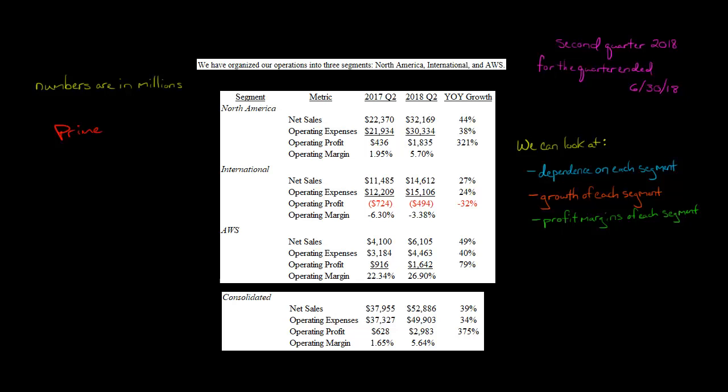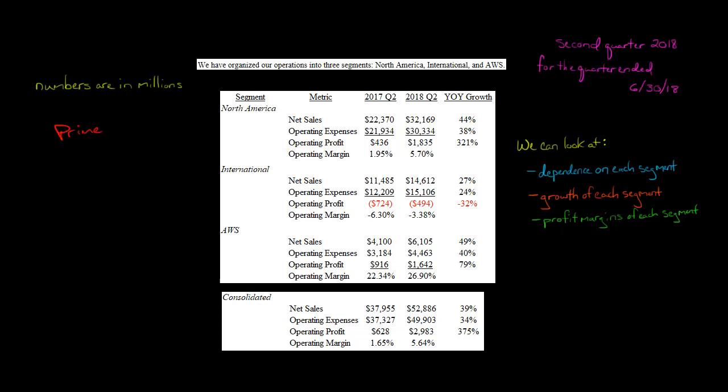Everything else is broken into North America and then the international, outside of North America. So we've got Amazon Web Services, Amazon International, and Amazon North America. Those are the three business segments that they evaluate. They disclose the information regarding net sales, operating expenses, and the operating profit for each of those segments. I also calculated the operating margin, which is just the operating profit divided by the net sales. It tells you, for every dollar of sales, how many cents end up being operating profit.